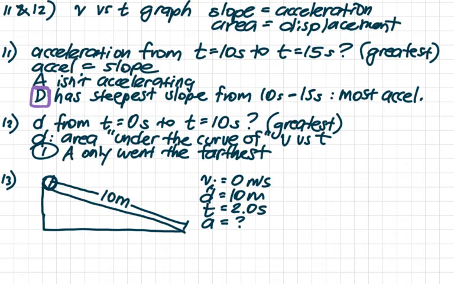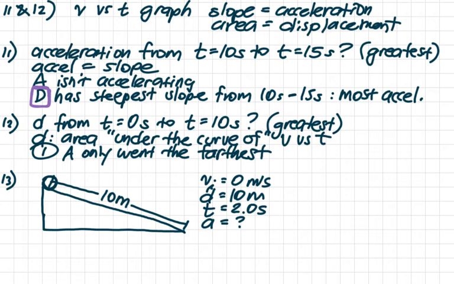So for 13, we have an object rolling down a ramp. It starts from rest. It rolls 10 meters down that ramp, and it takes 2 seconds to do so. And it's going to speed up as it rolls down the ramp. And what the problem wants to know is, what is that acceleration? All right, we don't know the speed at the end of the ramp. That's okay. We don't need it.